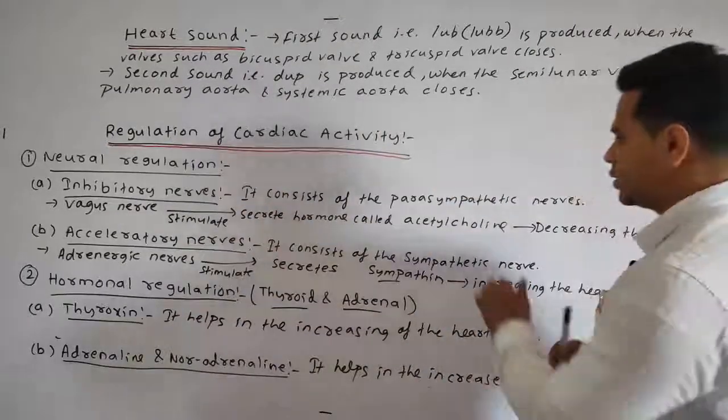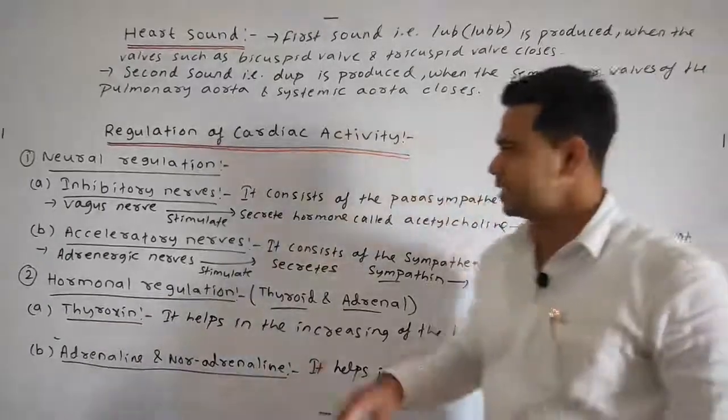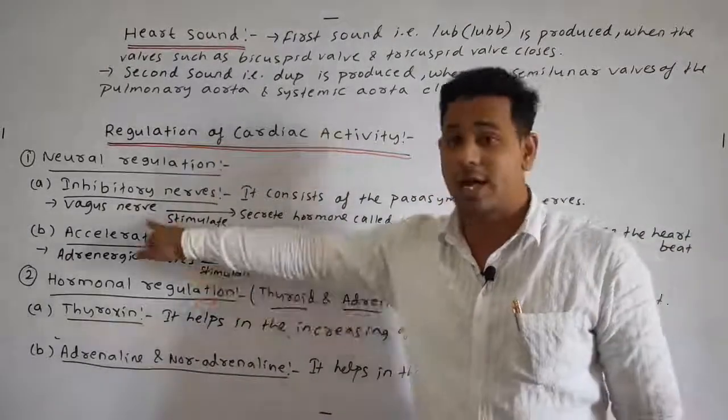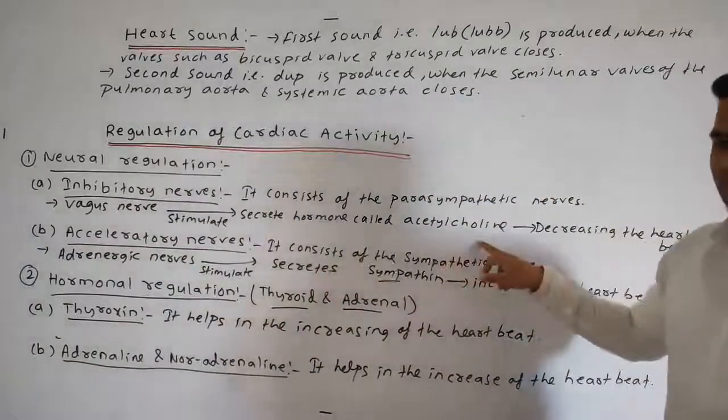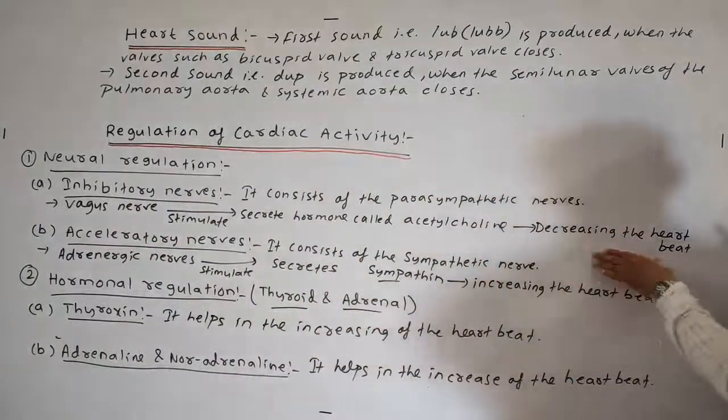Inhibitor nerve. It consists of the parasympathetic nerve, and the nerve associated with it is called the vagus nerve. It stimulates the secretion of the hormone acetylcholine, which helps in decreasing the heartbeat.